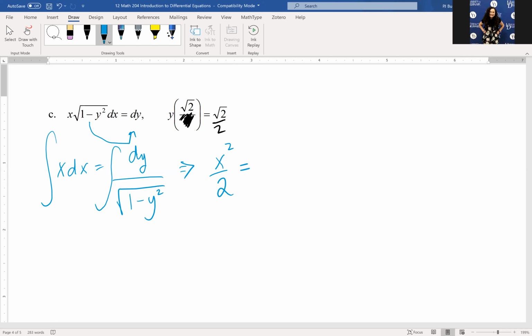Is this one of those trig substitutions? We could solve with a trig sub, but do you recognize this one already? Is it inverse sine? I think it's inverse sine. Check and make sure.